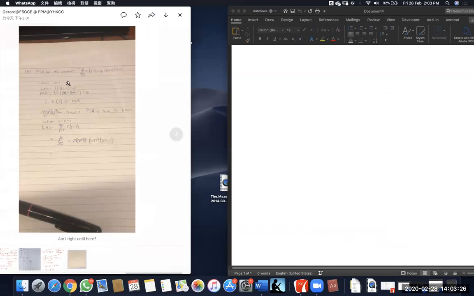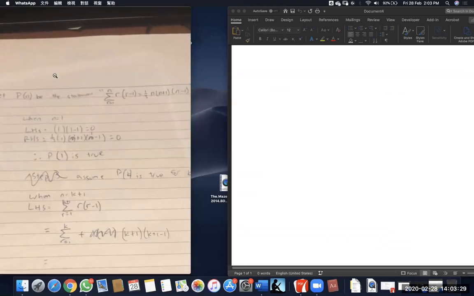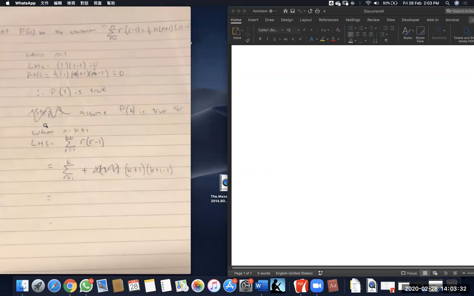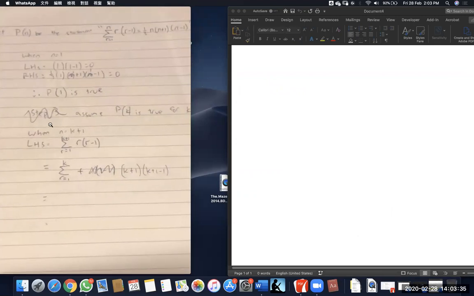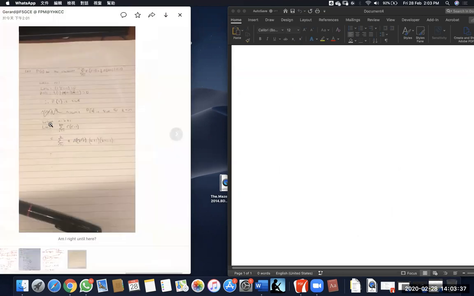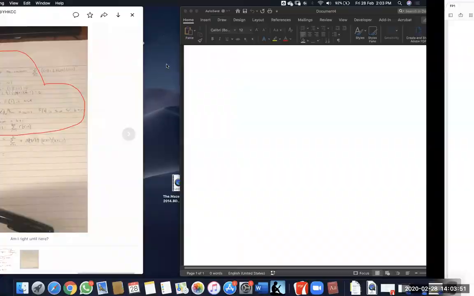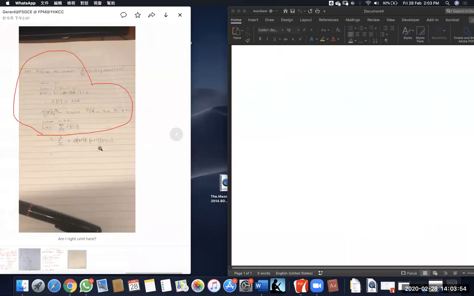Okay, so let's have a look at Girard. Up to this line is still correct, okay? But the next line you need to expand the summation from r equal to 1 to k, and then plus the kth term, and then substitute the assumption.